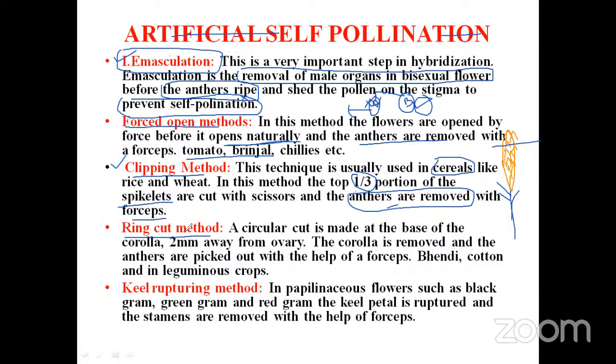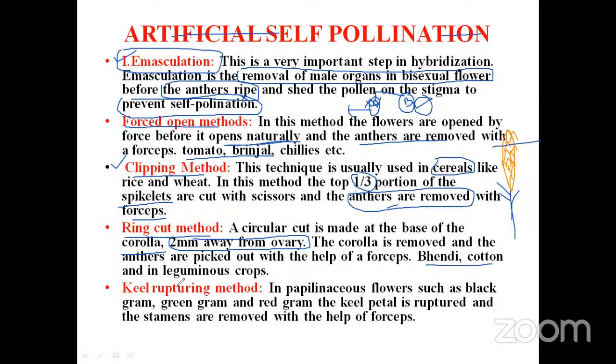The ring cut method is named for what it does: a circular cut is made at the base of the corolla, almost 2 mm away from the ovary. The corolla is removed and the anthers are picked out with the help of forceps. Examples are bhendi, cotton, and leguminous crops. Do you know the corolla? Calyx and corolla. Calyx is the green part, the protection part; corolla is the attraction part.